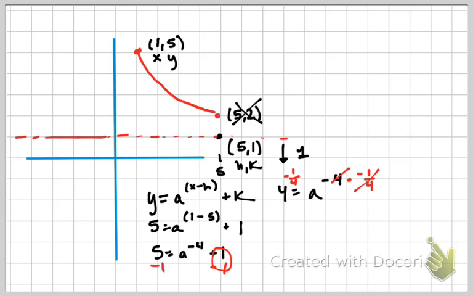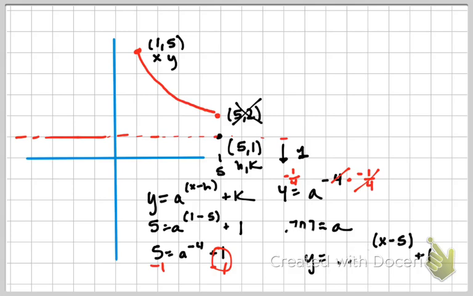And 4 to the negative 1/4 is equal to 0.707. And you want to be close on this. So that's our a. So now we can write our final equation. y equals 0.707 to the x minus 5, plus 1.